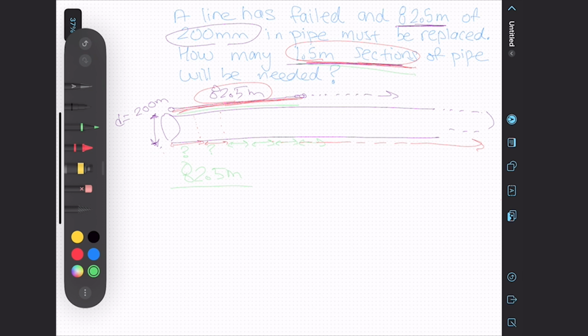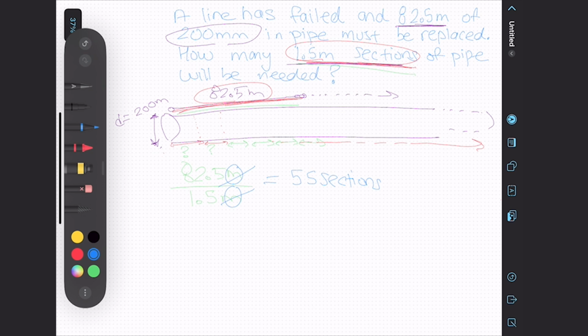So I'm going to divide this by my 1.5 meter sections. And again, no matter what I do, I always put in my units just to ensure that they're the same, and it helps me understand that I've calculated the right thing. So meter by meter cancels out, and 82.5 divided by 1.5, we get 55 sections are needed.